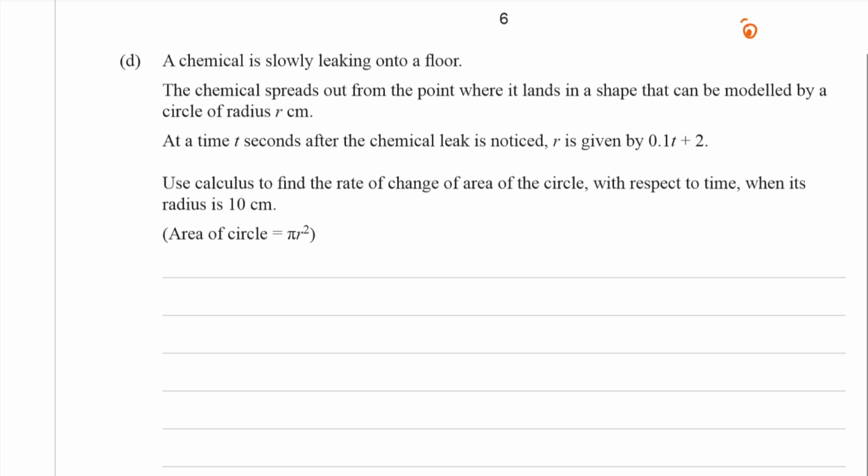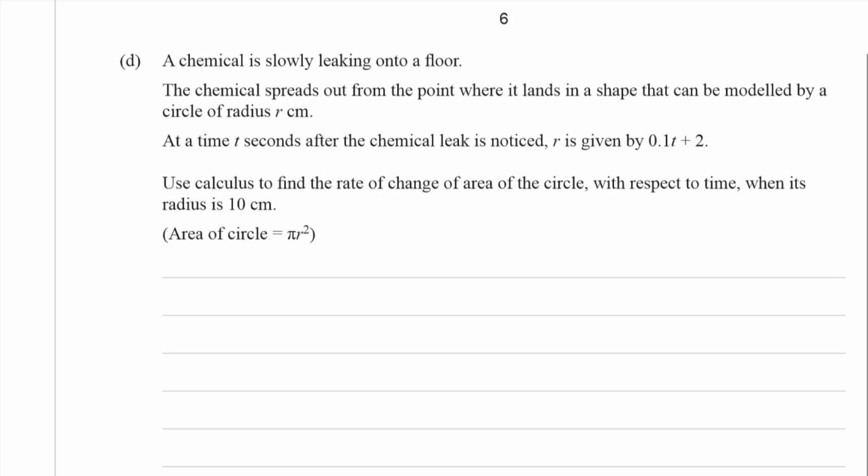As it spreads out concentrically, so from a center in the shape of a circle. Now, as it does that, its radius will increase, right? The circle's getting bigger and bigger as time goes on. In fact, at time t, the radius is given by 0.1t + 2. So at 0 seconds, the radius is 2 centimeters. At 1 second, it's 0.1 + 2, so 2.1, and so forth.